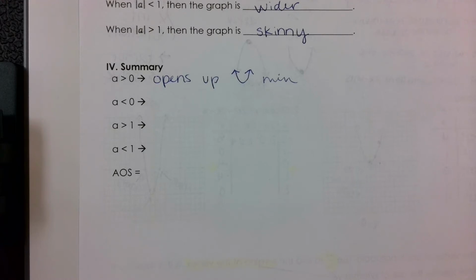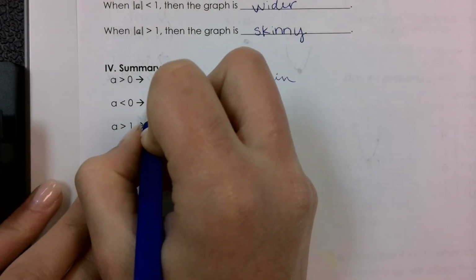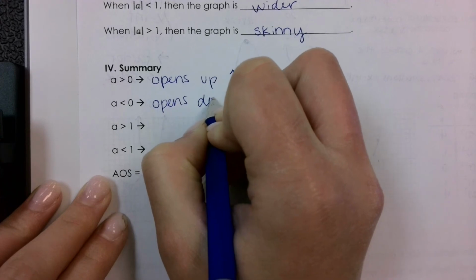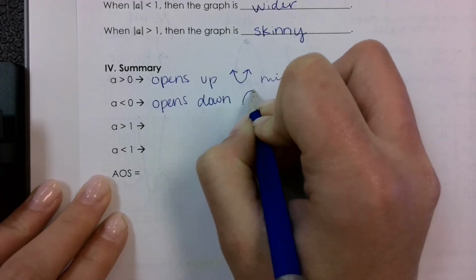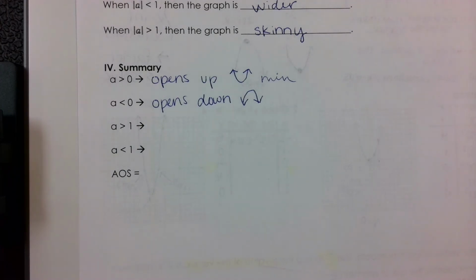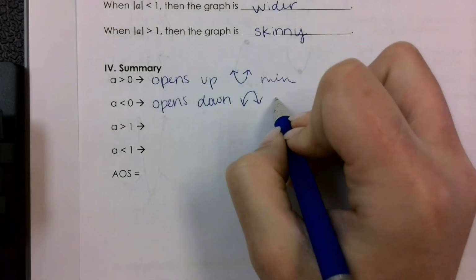So what if that A value is not positive, but it's negative instead? Which way would it open? Down. It's just going to flip it. So we're going to have like an N shape instead of a U shape, or like a frowny face. So is that going to have a minimum or a maximum? A maximum. Okay.